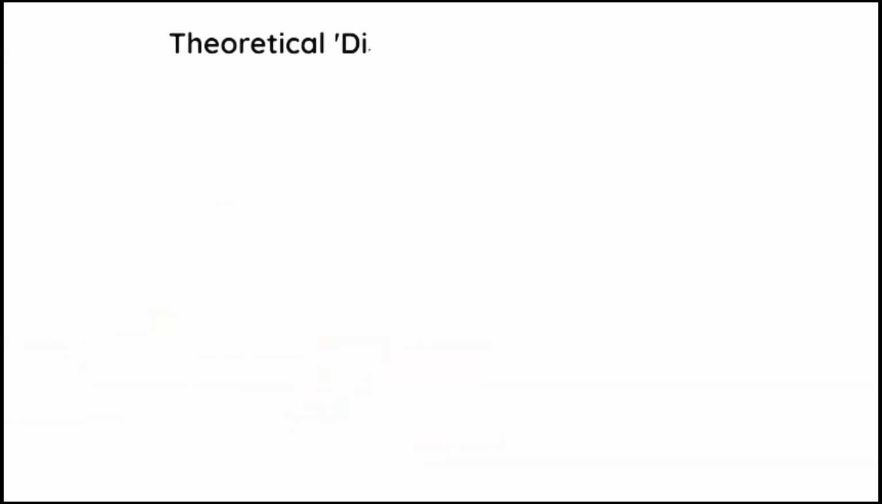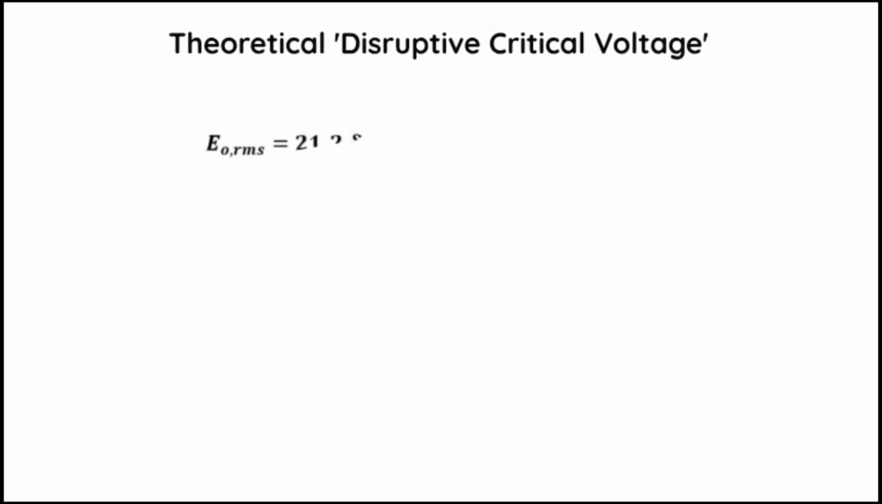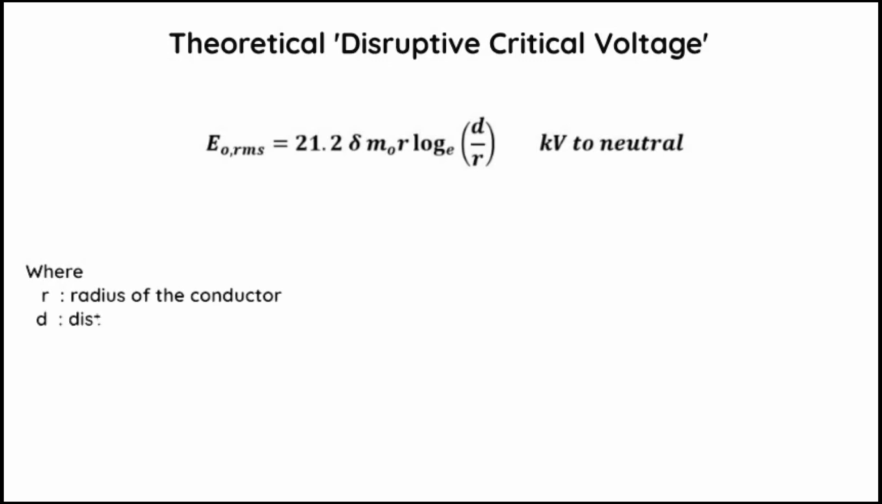Let's look at how we can theoretically calculate these voltage values. First up is the disruptive critical voltage. It can be calculated by the equation shown. In this equation R denotes the radius of the conductor, D denotes the distance between the two conductors, and M0 denotes the irregularity factor. When the surface of the conductor is irregular, it is more liable for corona formation.